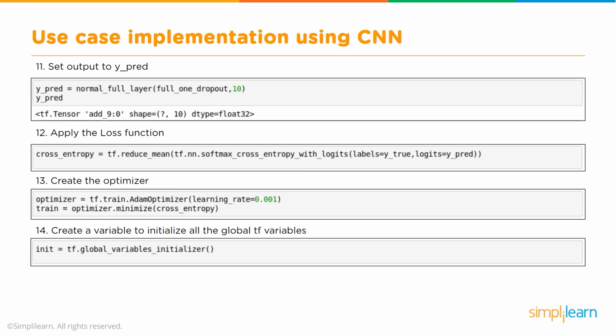We want to go ahead and apply the loss function and make sure that's set up in there. Create the optimizer, and then train our optimizer and create a variable to initialize all the global TF variables.